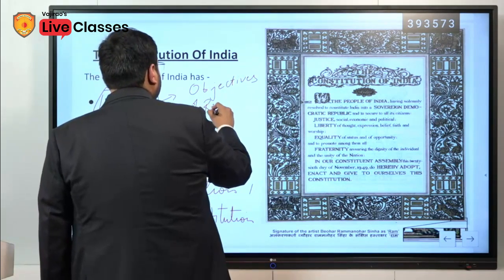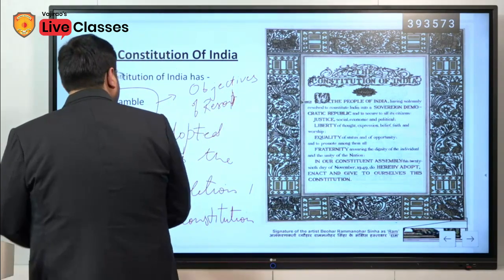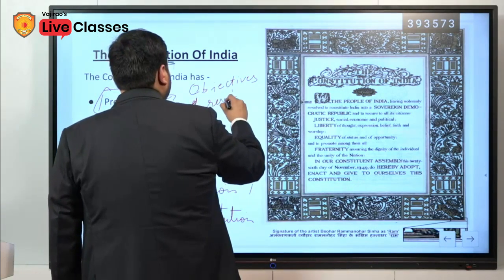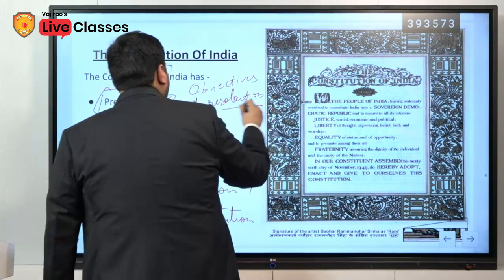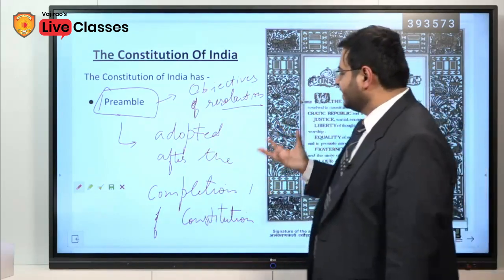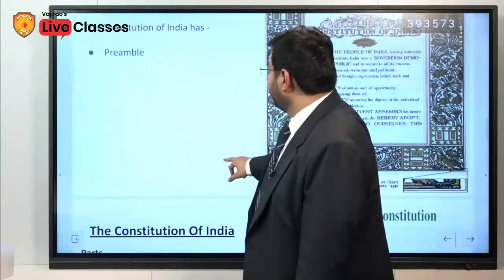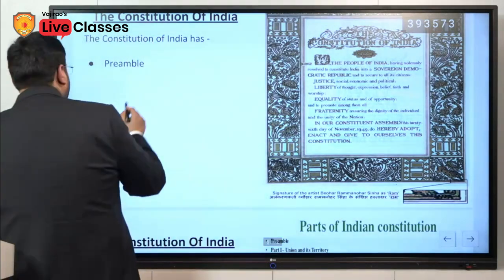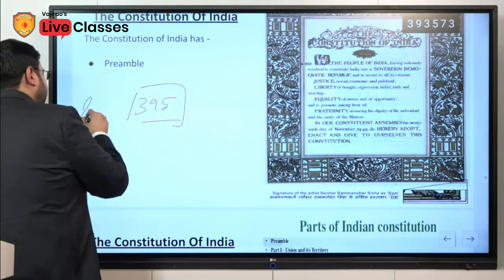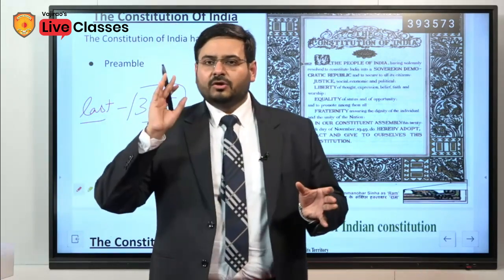Objectives resolution was introduced in the Constituent Assembly, through which the ideas that are in the present preamble were introduced. So this is the basic understanding of preamble. Then the original Constitution had 395 articles. Now those articles have increased time and again, but remember the last article is 395 only. The last article, when you go through the Constitution, you will find 395.